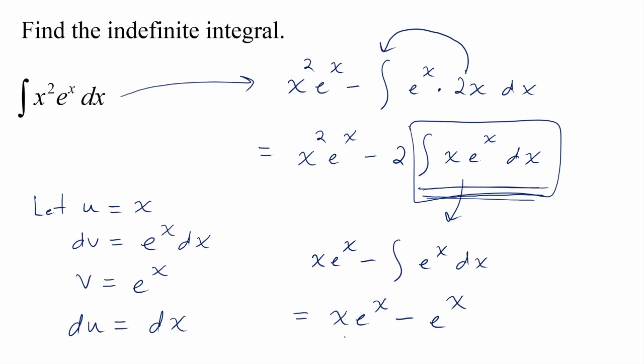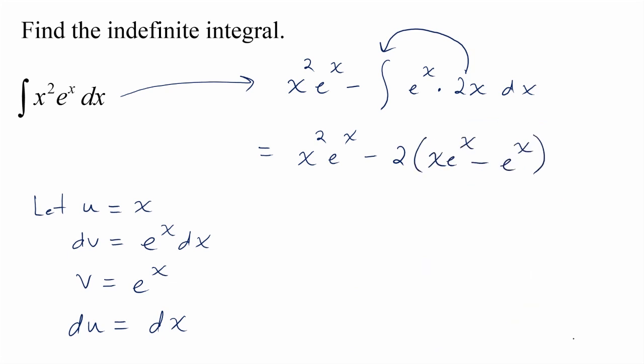So we're going to go ahead and now substitute this expression in for the box that we had up here. So making that substitution, we now have 2 times the quantity x e to the x minus e to the x. Now don't forget your plus c, your constant at the end of your indefinite integral, and now we'll just distribute the negative 2 through the parentheses. So we have x squared e to the x minus 2x e to the x plus 2e to the x, and then we have a plus constant at the end.